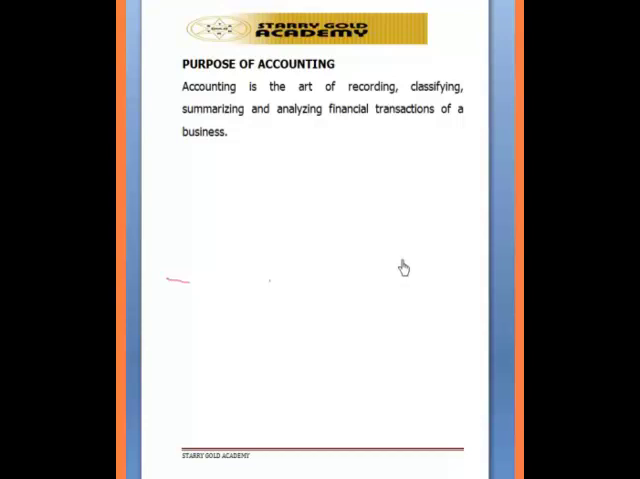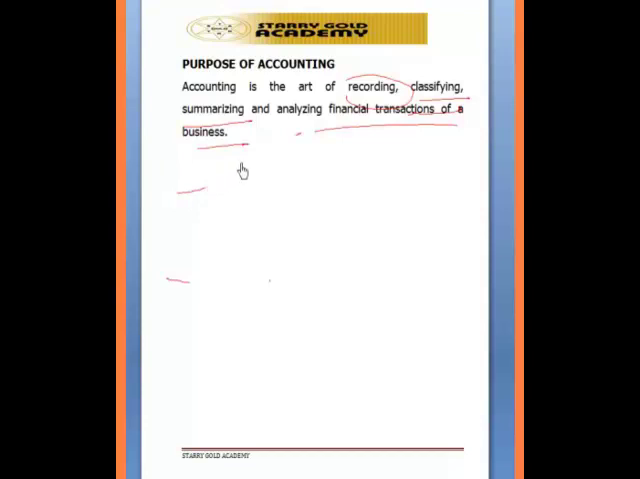So accounting is an art of recording, classifying, summarizing, and analyzing the financial transactions of a business. Accounting transactions are classified into related groups or categories. The transactions can then be recorded in the books of original entry. So, not only recording, we classify these transactions into various categories as established earlier on.